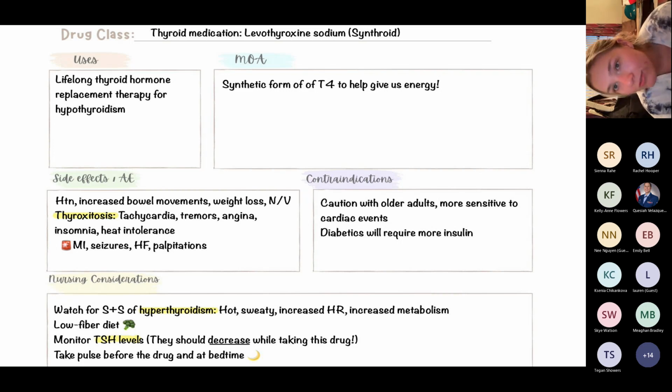They can have massive chest pain, insomnia, heat intolerance, tachycardia. They're just going and going and going. Therefore, we have to watch for those signs and symptoms and frequently monitor TSH levels. Because it can also increase bowel movements, we might opt for a low fiber diet to help hold on to the stool, if you get where I'm going.